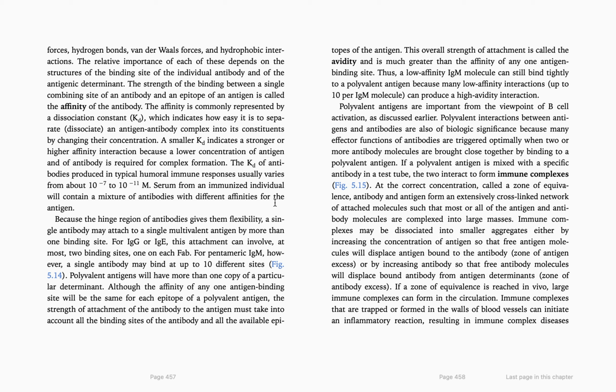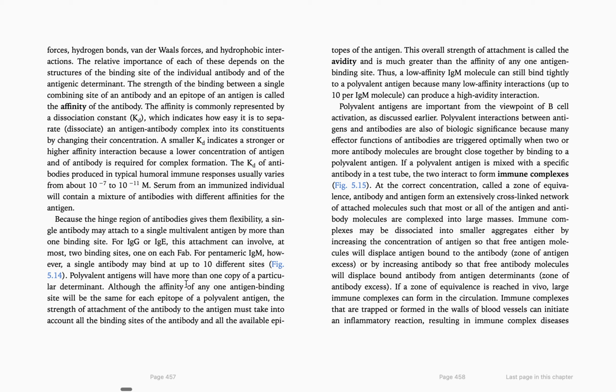Serum from an immunized individual will contain a mixture of antibodies with different affinities for antigen. Because the hinge region of antibodies gives them flexibility, a single antibody may attach to a single multivalent antigen by more than one binding site. For IgG and IgE, this attachment can involve at most two binding sites, one on each Fab. For pentameric IgM, however, a single antibody may bind to up to 10 different sites.